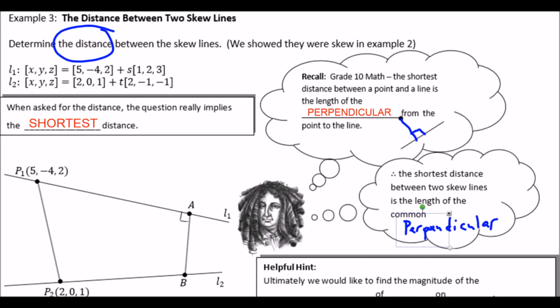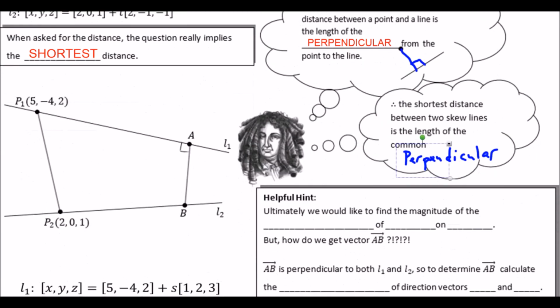Again, from grade 10 math. But in grade 10 math, it was really 2 space. Here we're in 3 space, so a little more complicated. Here we go. This is my diagram. I've got point 1, point 2.